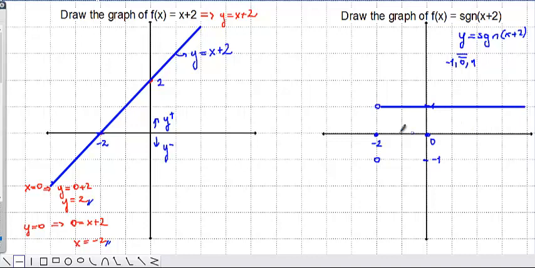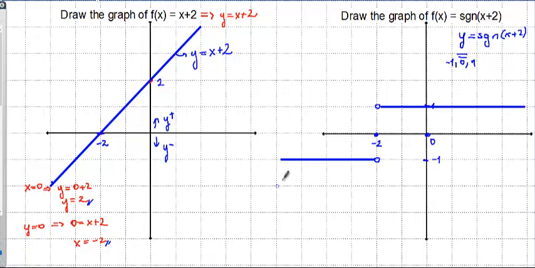It should be like this. And when the values are smaller than -2, the function should be -1. So now this is the graph of y equals sign of x plus 2.